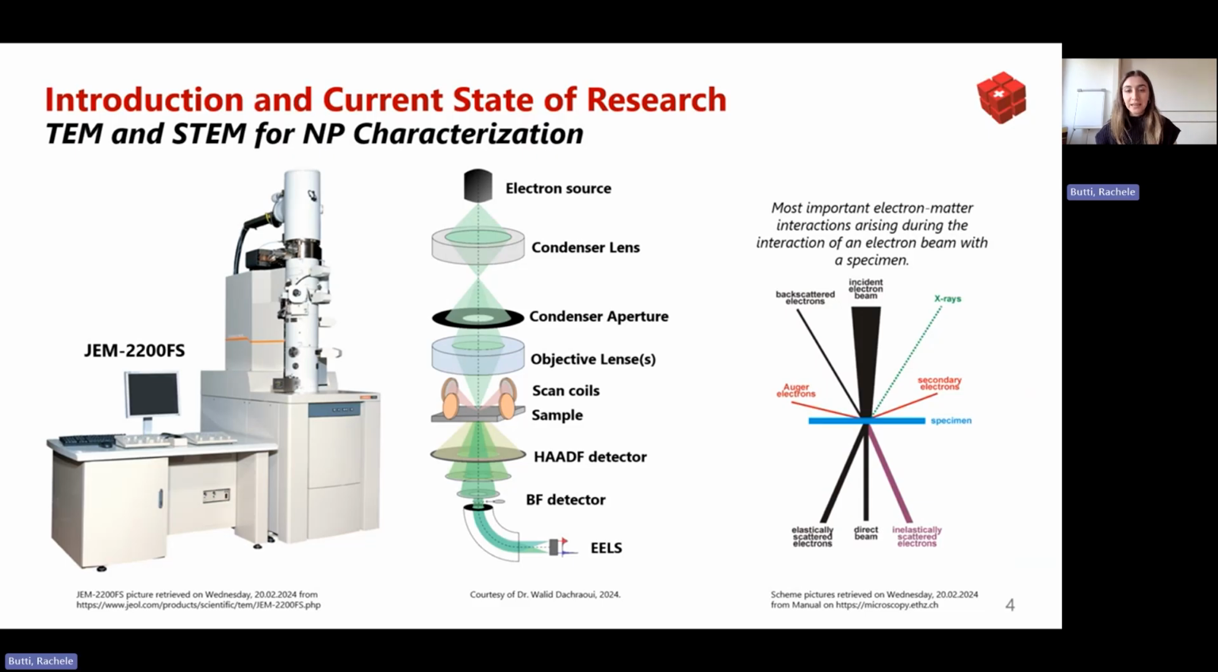So in combination with ionic liquids and nanoparticle formation, transmission electron microscopy, and specifically scanning transmission electron microscopy, represents the perfect technique to have a direct view on nanoparticle formation in situ.